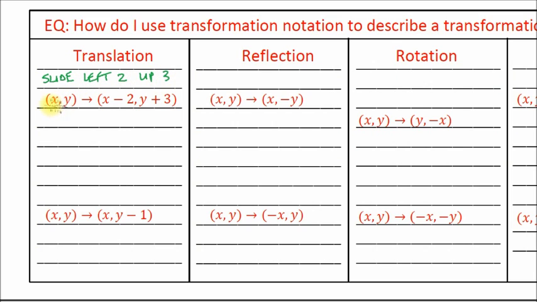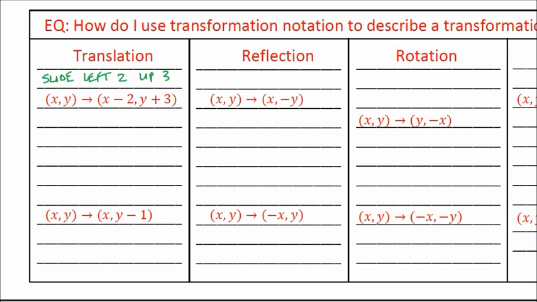This means we're going to take our original point and look what's happening. We're going to take the x value and subtract 2. Subtracting 2 from an x value moves you to the left on the coordinate grid. And we're going to take our original y values and add 3 to them. That means we're going to move them up. So this transformation notation describes taking a point and sliding it left 2 and up 3.